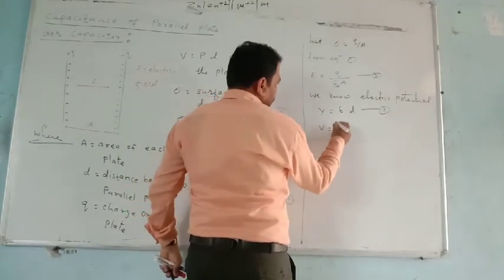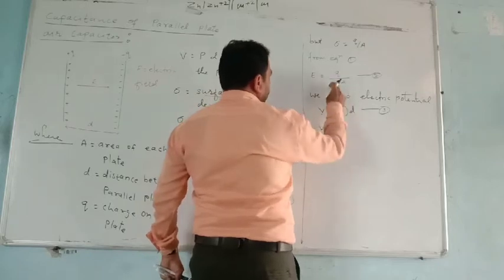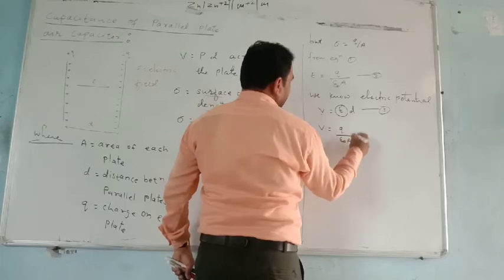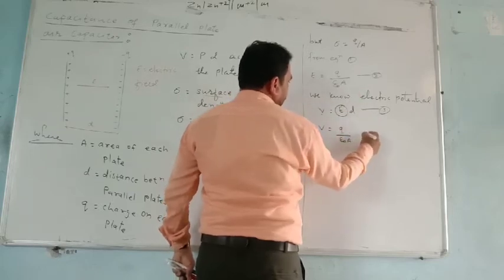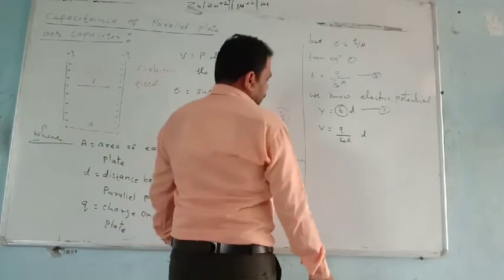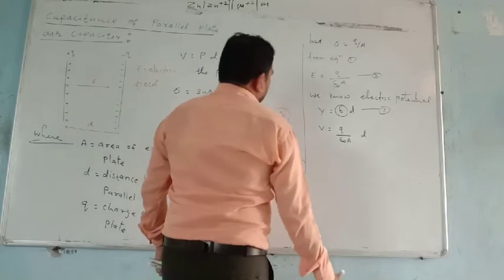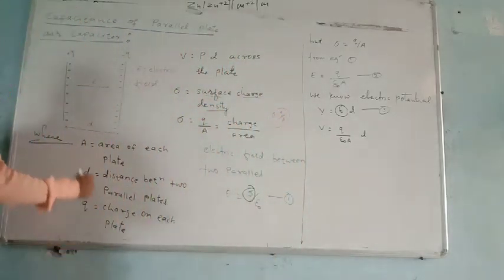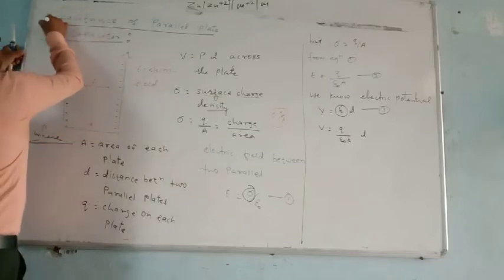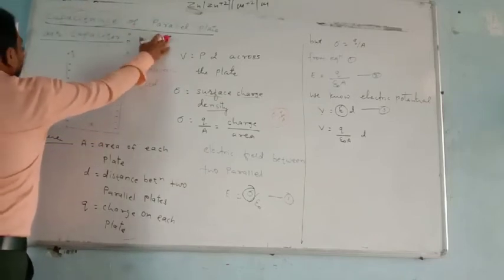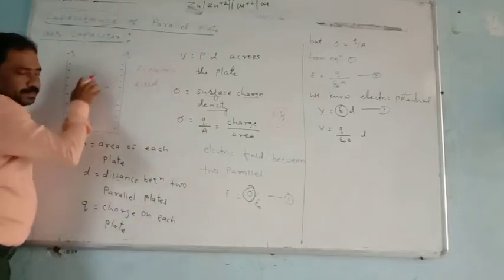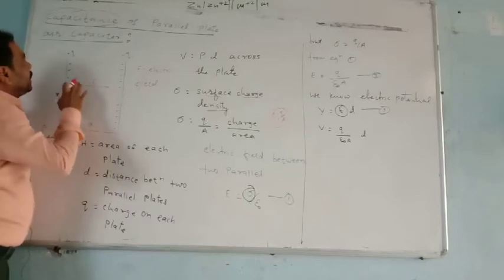Electric potential is equal to E, where E is Q upon epsilon naught into A, multiplied by D. D stands for what? Distance. So what we are calculating here is the capacitance of a parallel plate air capacitor, because in between these two plates air is present. That's why we are using an air capacitor.